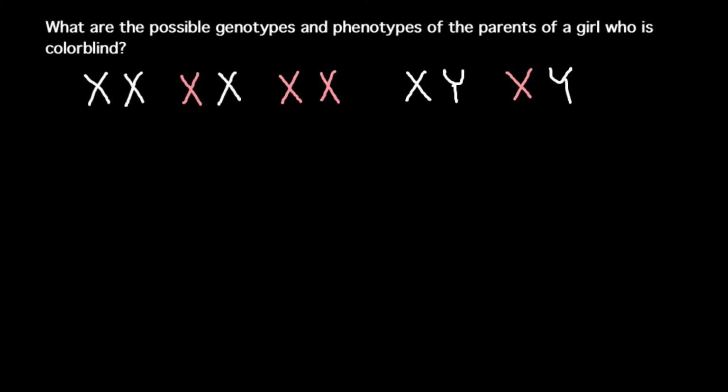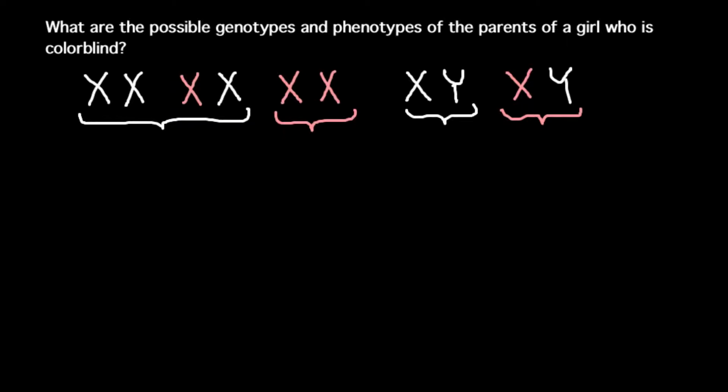So which genotypes of the parents may produce a girl who is going to be colorblind? Just a brief reminder: these two genotypes would produce a phenotypically normal female whose vision would be normal, and this one would be affected, so colorblind. This male parent would be normal, and this male parent would be colorblind.